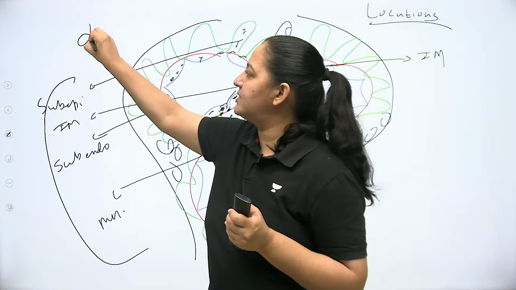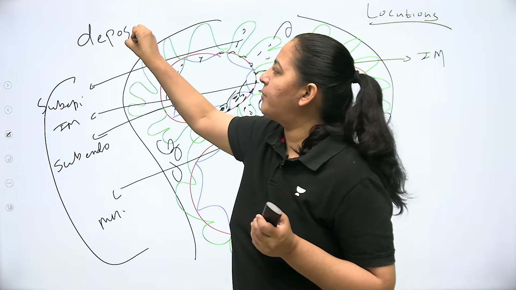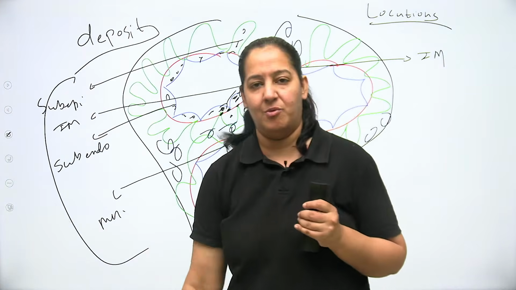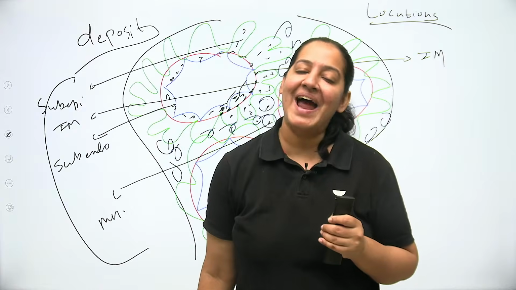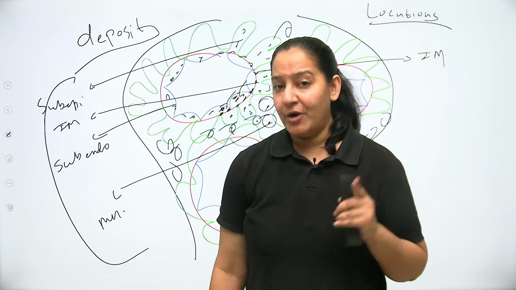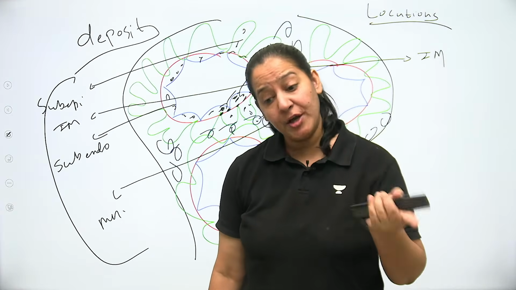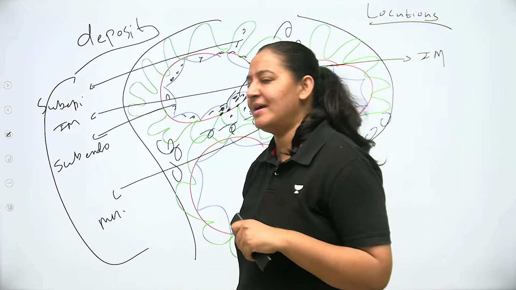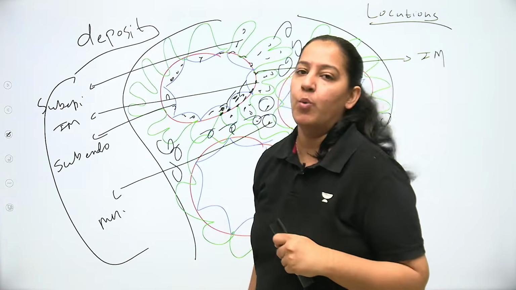But the term deposit, most students do not understand even after reading the whole chapter, what the deposit was. The deposit is the antigen antibody complex. We have just formed the antigen antibody complex. The antigen antibody complex itself is known as the deposit. Give me a thumbs up. That deposit is where? What is the location?